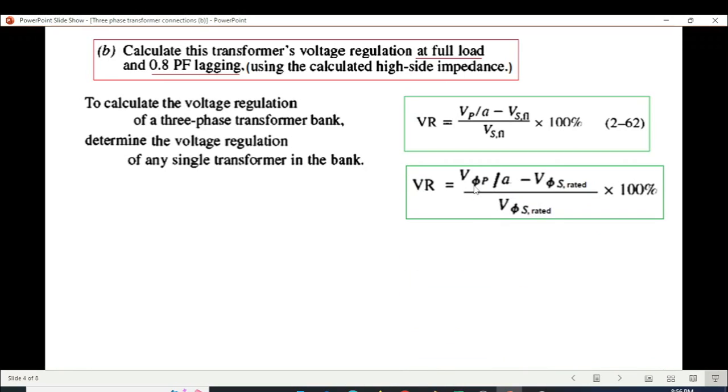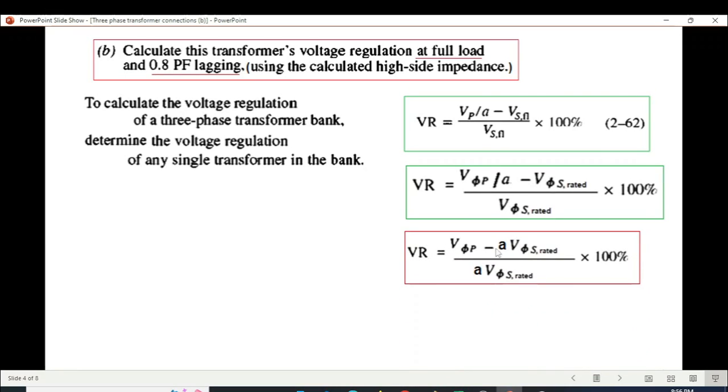So we'll add phi with this. Vp will now be V phi P, and similarly the output Vs will be V phi S. Now one more thing, in another book I had seen that instead of full load, it is writing rated. So this is more meaningful, that it is actually the rated voltage. So I have copied this, we'll follow this. And this can further be simplified if you multiply numerator and denominator by a, then this will be our final equation. So we'll be using this for calculating VR.